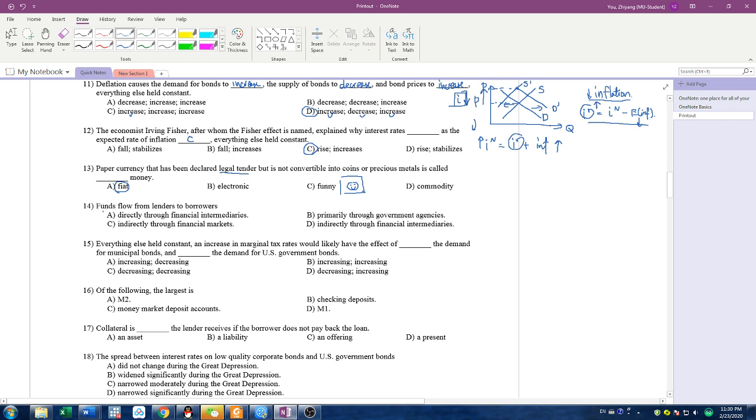And question 14, funds flow from lenders to borrowers. All right, so we know this question is actually asking about how to classify different financial activities. A big category will be direct versus indirect, okay? And over here, obviously, if it is indirect, there will be some kind of financial intermediaries in there.